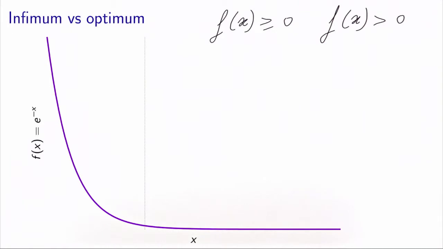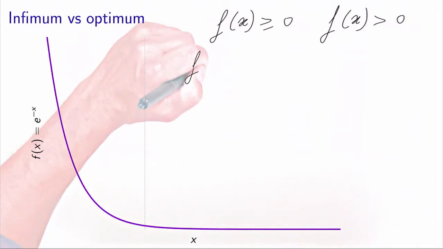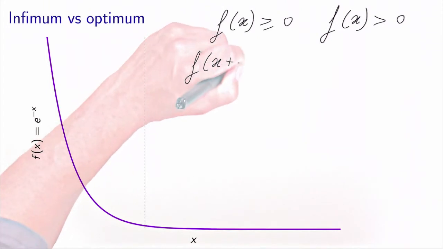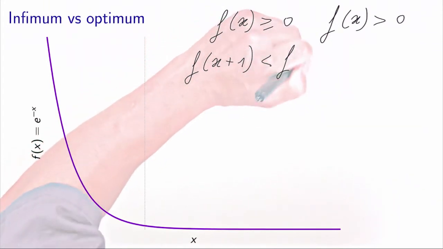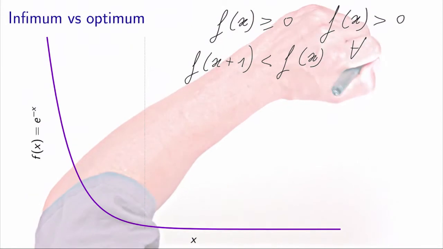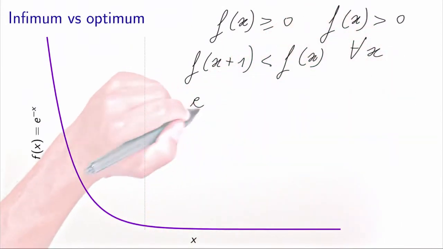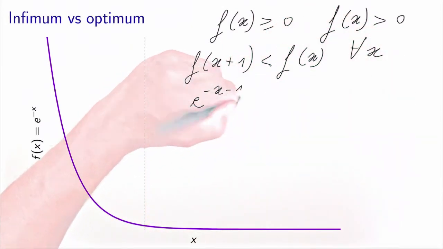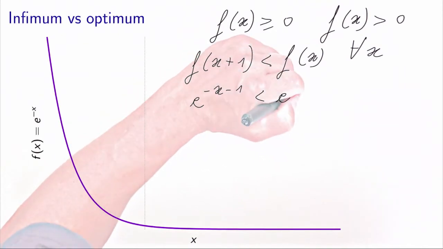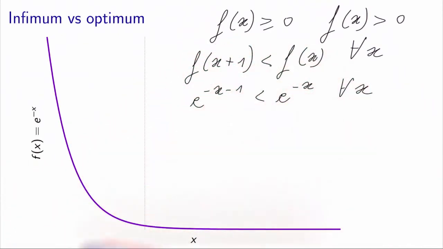But the problem is that we cannot find an optimal solution, so we cannot find a point x such that x has the smallest value of the objective function in the real set. Indeed, if you give me any x, I can always find an x which is better, typically x plus 1. We have e to the minus x minus 1, which is strictly less than e to the minus x. So there is no way to find the lowest point because whenever you give me a point, I can always find a better one, whatever it is.